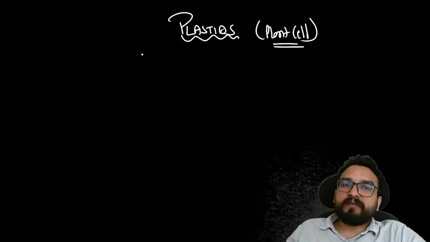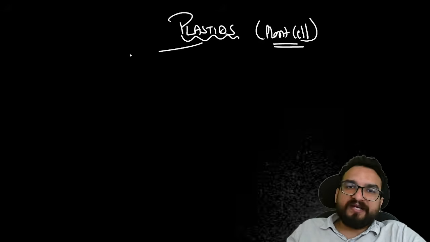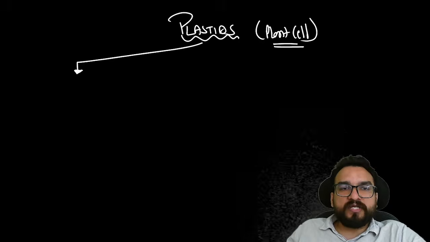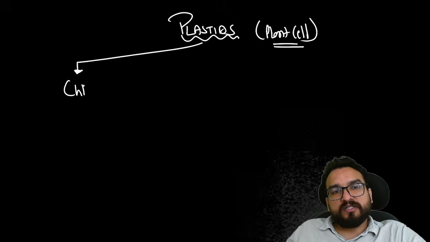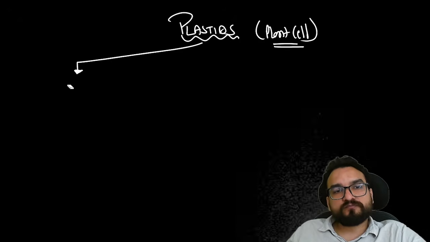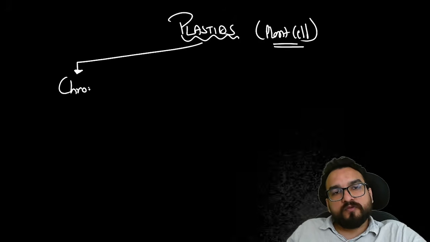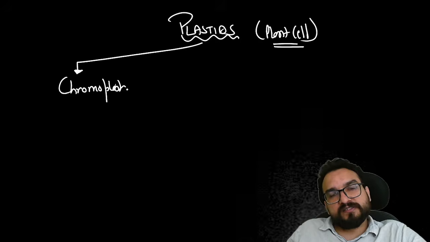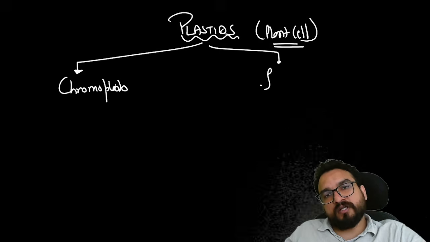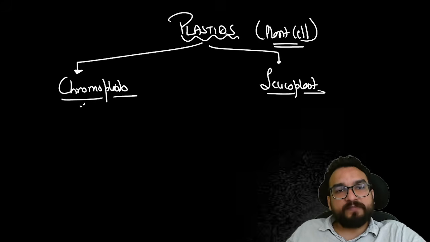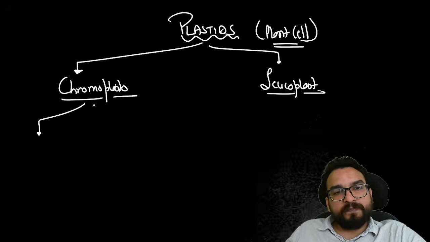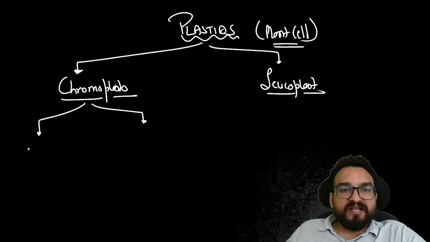Plastids you will be finding primarily in a plant cell. And over here you will be finding there are two types of plastids. One is your chromoplasts, and another is your leucoplast. Chromoplast means the pigments are present, and these pigments are giving the color basically.